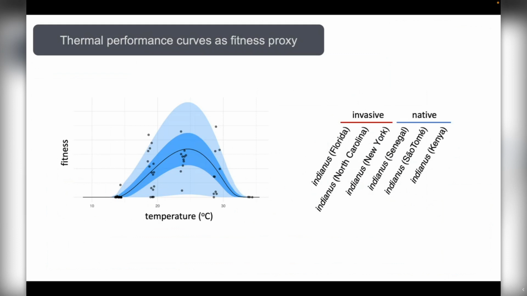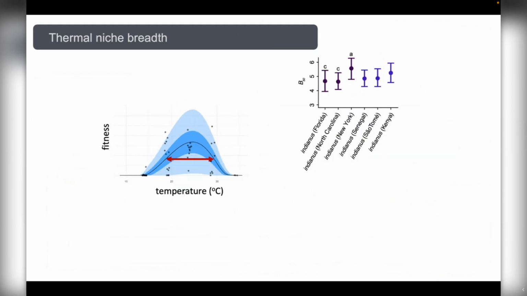just going to talk about different populations of Zaprionis indianus today. And so we've looked at thermal performance in 3 populations in the introduced range in North America and 3 in the native range in Africa. And so what did the results, what did the data look like?